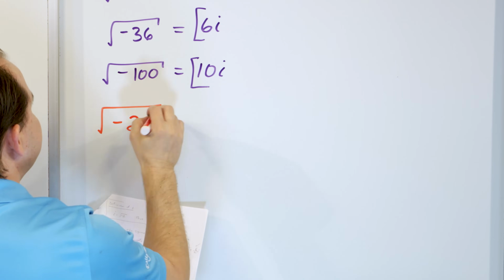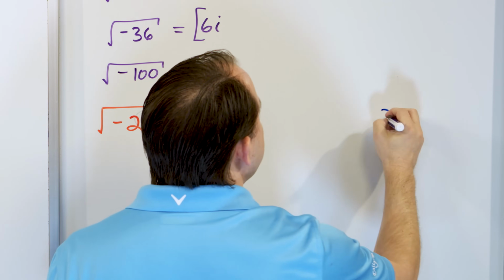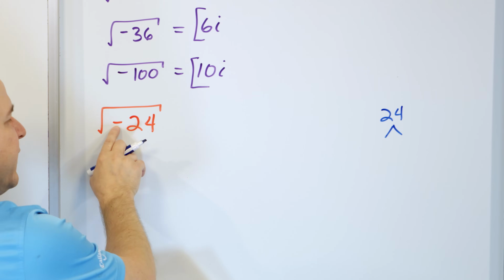But what if you had the square root of -24? So what you're going to do is completely ignore the negative sign in there. You're going to come over to the side of your paper, write that 24 down, and build a factor tree like always. You're going to ignore the negative.